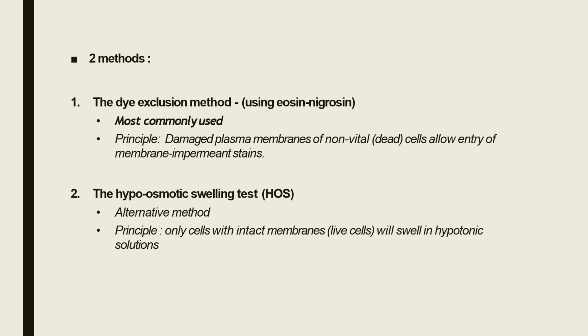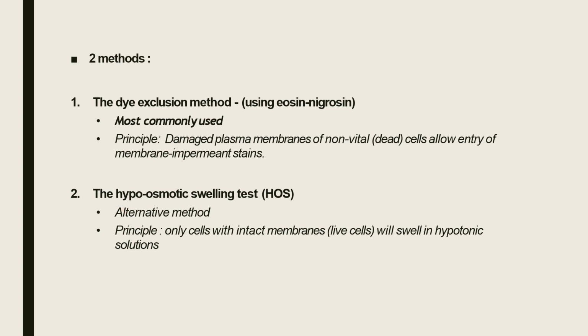So in this procedure, the sperms are stained with eosin and nigrosin. The damaged plasma membrane, or dead cell plasma membrane, allows entry of the membrane stains through it. So the dead cells would be stained and the alive cells would not be stained.